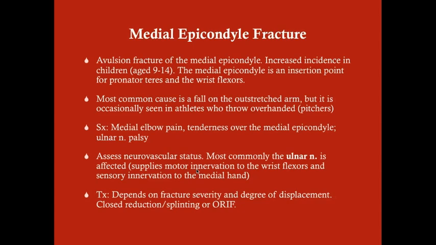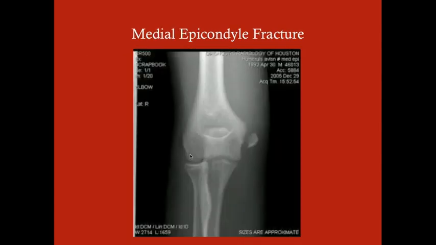And the treatment here is going to, again, depend on fracture severity and the degree of displacement. It's almost always able to be treated by a closed reduction and splinting, but occasionally it will need to be treated by open reduction and internal fixation, and that's going to just depend on how far that medial epicondyle is torn away from the rest of the humerus. So here's a medial epicondyle fracture, very, very close to the humerus. This one will probably be able to be treated with closed reduction.